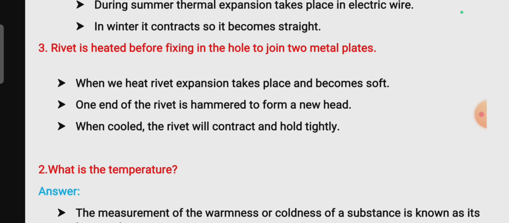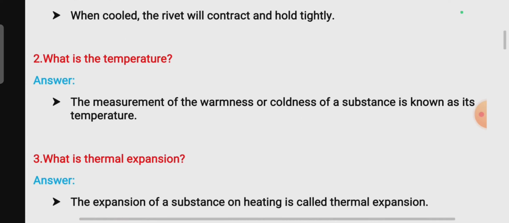Third one, the rivet is heated before fixing in the hole to join two metal plates. When we heat the rivet, expansion takes place and it becomes soft. One end of the rivet is hammered to form a new head. When cooled, the rivet will contract and hold tightly.